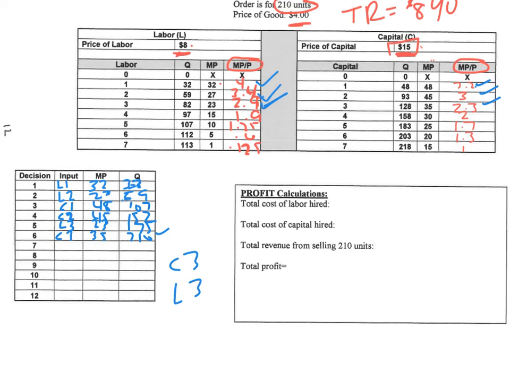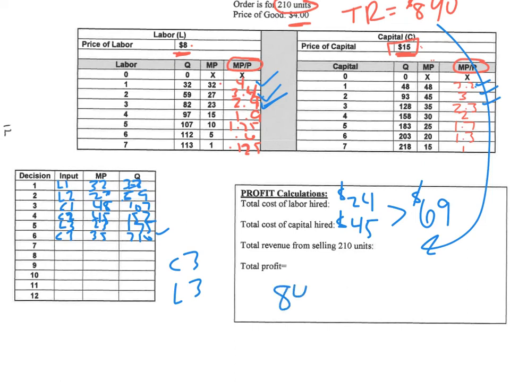The total cost of hiring that labor is going to be $24. The total cost of capital hired, because we hired 3, is going to be $45. We add those together, and the total cost is going to be $69. The revenue we already had figured out was $840. So profit would be $840 minus 69, which gives us a profit of $771.